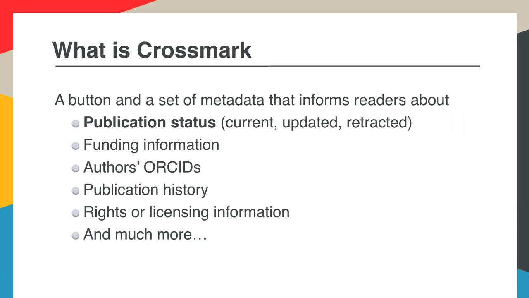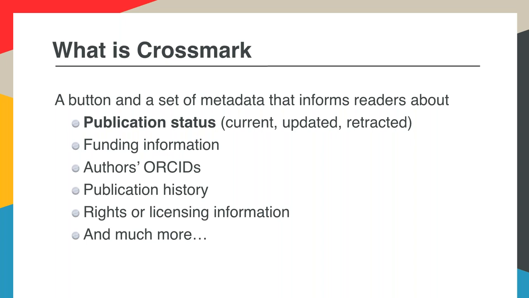So just to cover what Crossmark actually is, it's a button that goes on publishers' content and a set of metadata that accompanies that button that tells readers about the publication status of a piece of content. So if something has happened to a piece of content after publication, it's been corrected, it's been updated or even retracted, and so forth, one of the main functions of Crossmark is to alert the readers to those changes. But it can also display a whole load of other metadata to readers.